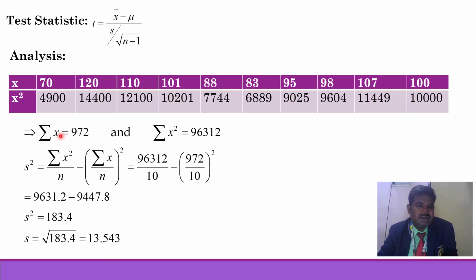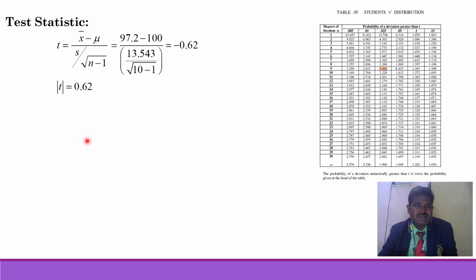So x bar is nothing but 972 divided by 10, so 97.2. Once we get all the values, we apply the formula T is equivalent to x bar minus mu divided by s by root of n minus 1. So x bar is 97.2 and mu is 100. The s value is 13.543, root of n minus 1. So 10 minus 1 is nothing but 9.